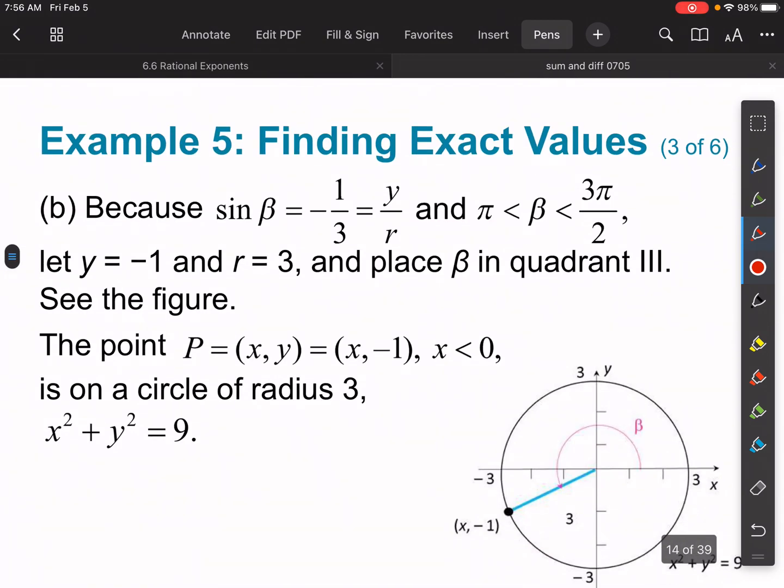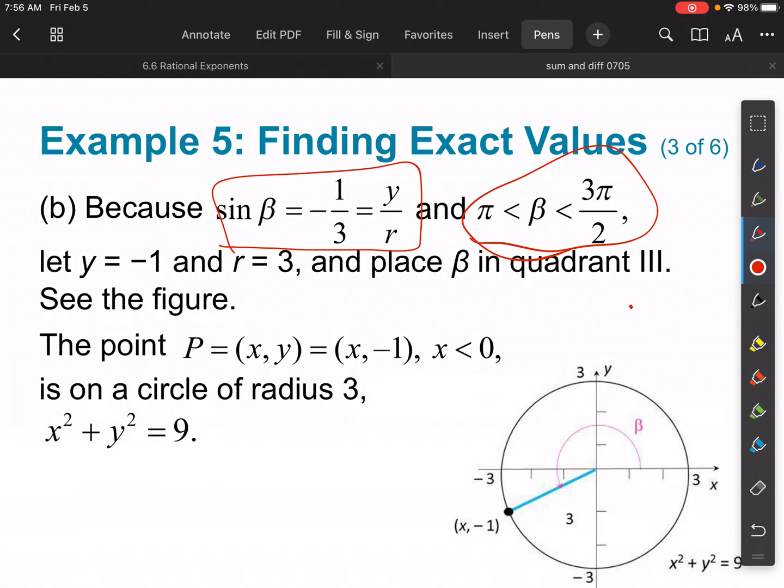For part B, it says the sine of beta is negative 1/3. Okay, well, that means that I have a y value. Oh, and it's important to know where we are. We're in quadrant 3 because we're between pi and 3 pi over 2. So we're over here.